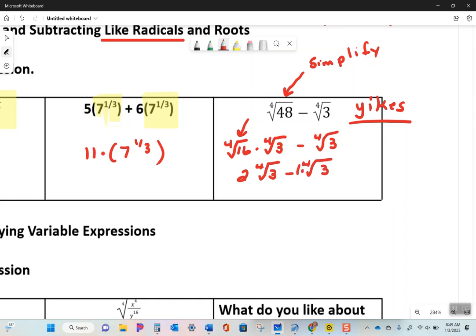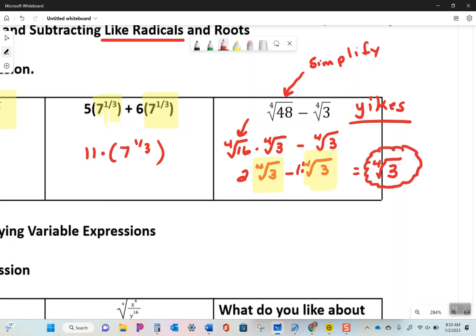Okay, check this out, guys. Doesn't this fourth root of 3 right here now match this fourth root of 3 right there? Oh, yeah, it does, doesn't it? So what's 2 of them minus 1 of them going to yield? 1. All right, so solution-wise, what am I looking at here? Fourth root of 3. Okay, that, my friends, is your solution.